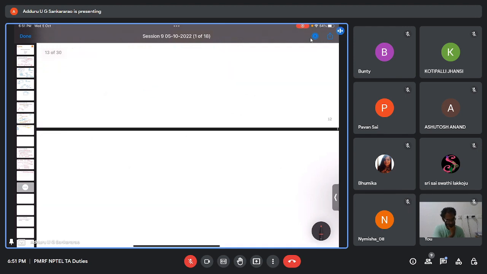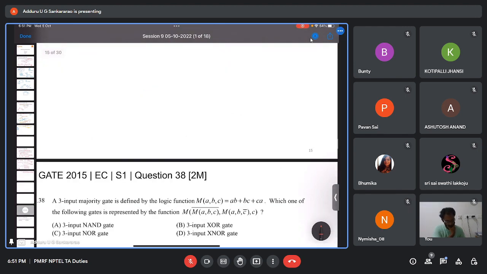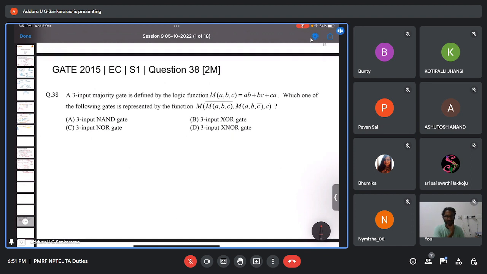Fine, we are going to the next problem. This problem was given in GATE 2015 ECE set 1 for 2 marks. The question is: a 3 input majority gate is defined by the logic function M of A, B, C equal to AB plus BC plus CA. Which one of the following gates is represented by the function?